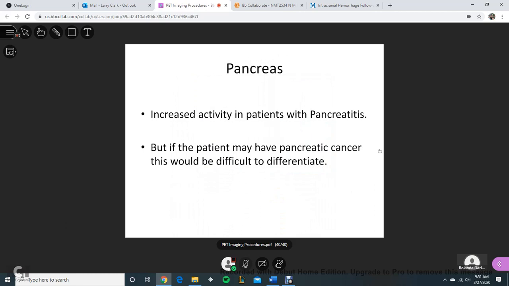All right, so now we're going to go into the pancreas. Pancreas, increased activity in the patient with pancreatitis. But if the patient may have pancreatic cancer, this would be difficult to differentiate. You guys have any questions? No.